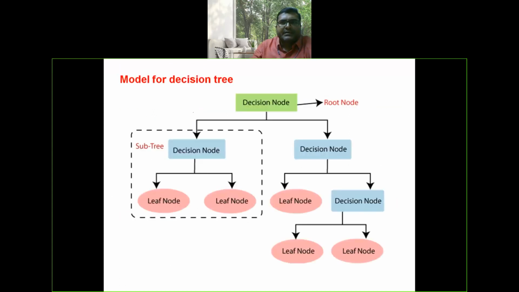Now, this is the model for the decision tree algorithm. A decision node can be classified into further decision nodes. The first decision node is called the root node, and then the decision node once again can be classified into either a leaf node or a decision node. A leaf node is the end of a particular part.